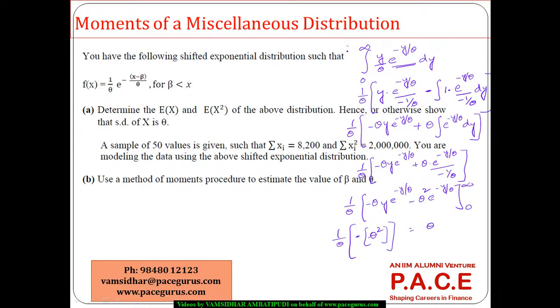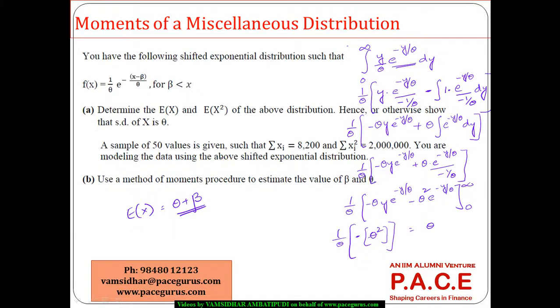So the integral of 1 by theta, y by theta e to the power of minus y by theta dy is becoming theta. And the second term, beta times the integral of 1 by theta e to the power of minus y by theta, came out to 1. Which means the expected value of x in this whole case is coming out to theta plus beta. Okay, the expected value of x is theta plus beta.